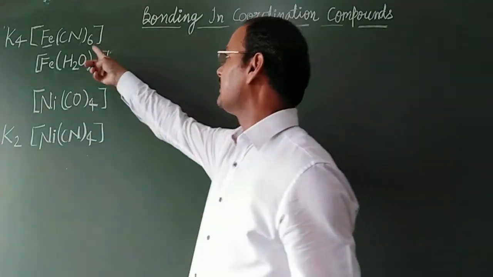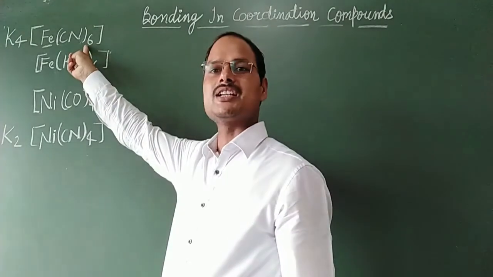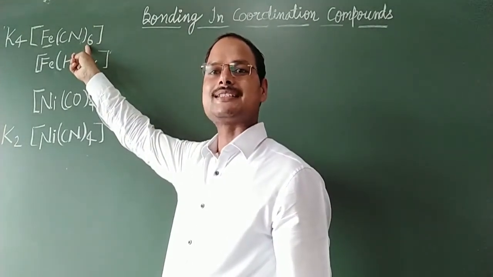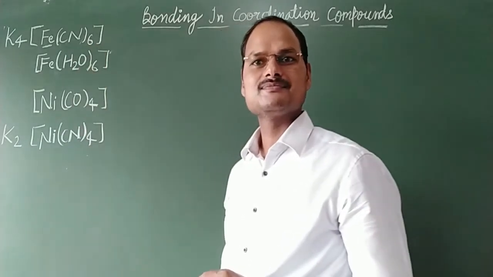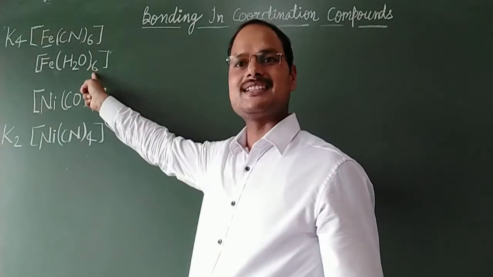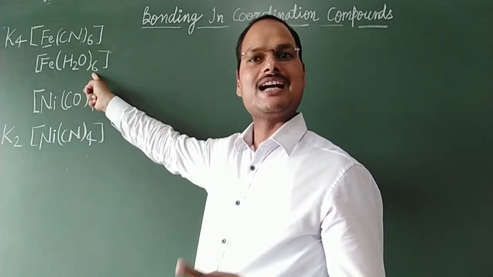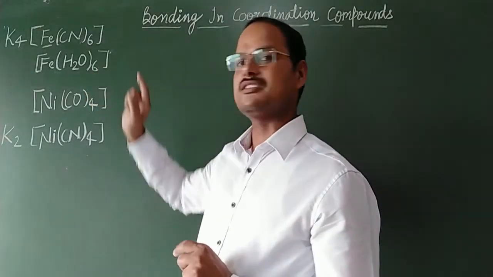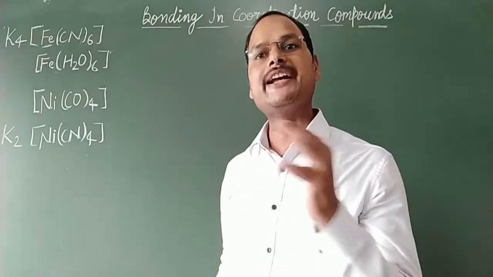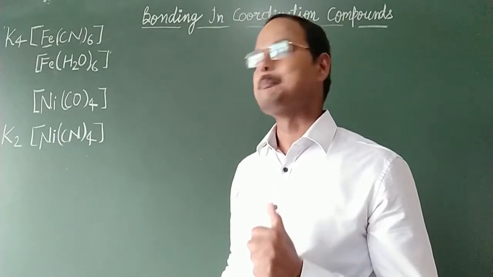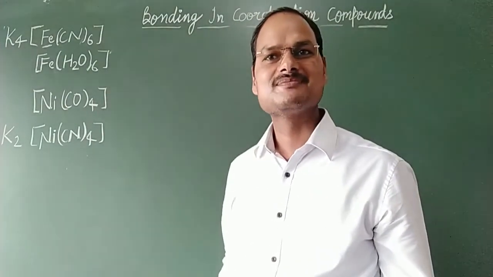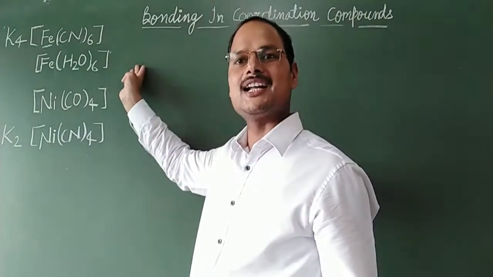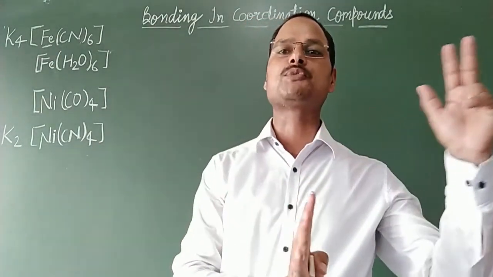See here, you can see that the coordination number in this compound is 6. It means it is octahedral. And in the second example, you can also see it is octahedral because of 6 coordinate bonds. But both these structures are different.